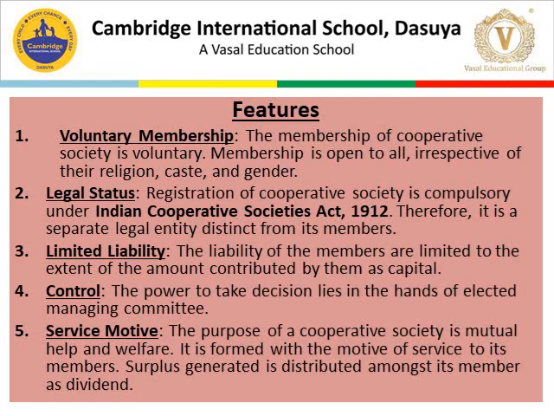Surplus generated is distributed amongst its members as dividend. Now, they definitely generate surplus. Whatever surplus is generated in the cooperative society is distributed among all its members because they all have invested capital in the business. So when you invest capital in the business, in return you will be getting dividend. So dividend is given out of the surplus generated by the cooperative society to its members.